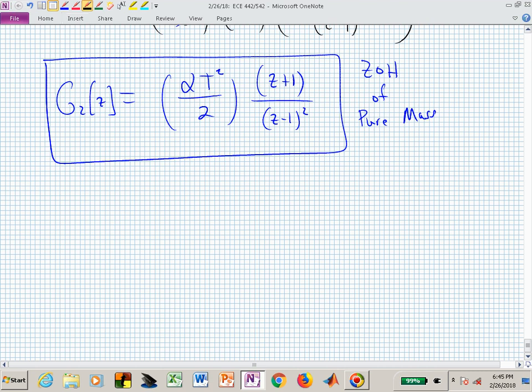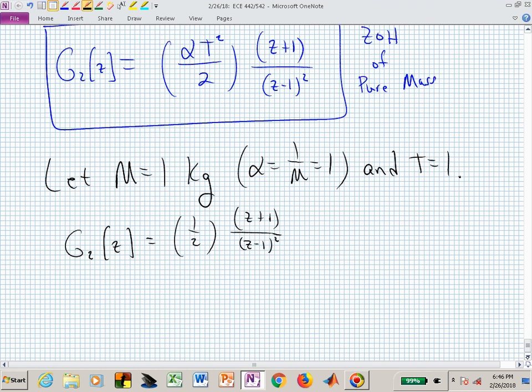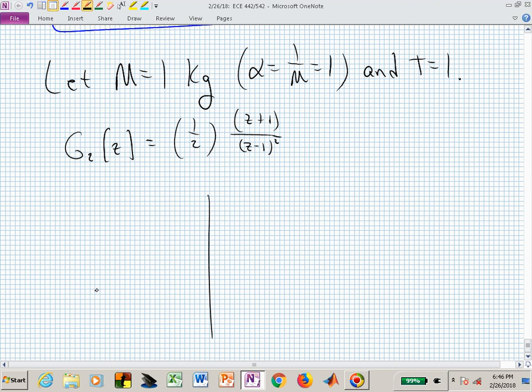What do you have here? Let's just plug in some numbers. Suppose our mass was 1 kilogram. So alpha is 1 over m, which is 1. And let's just, for grins, pick an easy sample period, capital T, so that what does g sub 2 of z become? What's that look like in the z-plane?